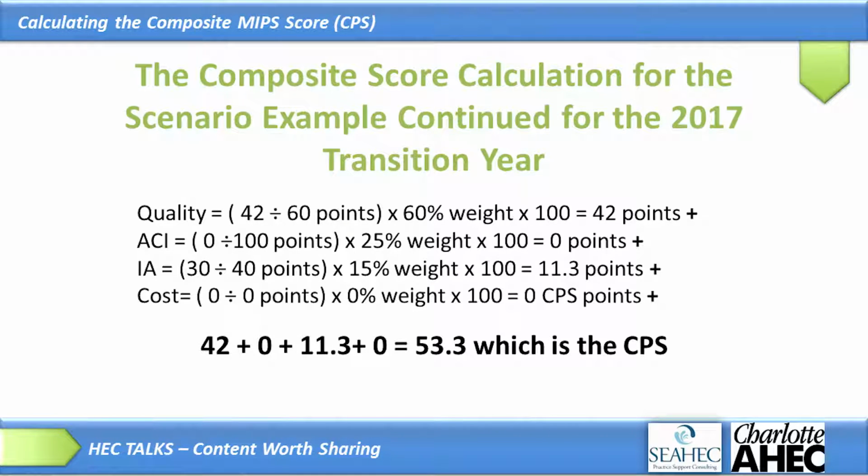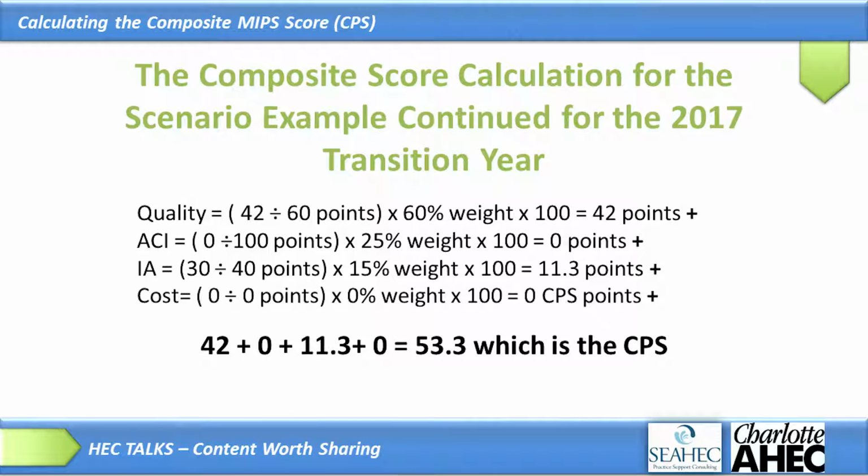He cannot achieve bonus points for the ACI category unless he would be able to get the base points for the ACI category. So that means he would receive 0 points for the ACI performance category, which is 25% of the total composite performance score. He has a performance score of 42 for quality, 30 for improvement activities, and 14 for cost, but 0 performance points for the advancing care information ACI category.